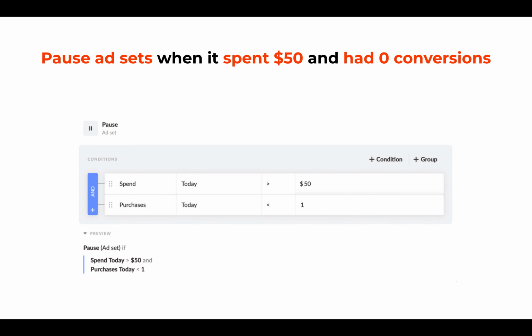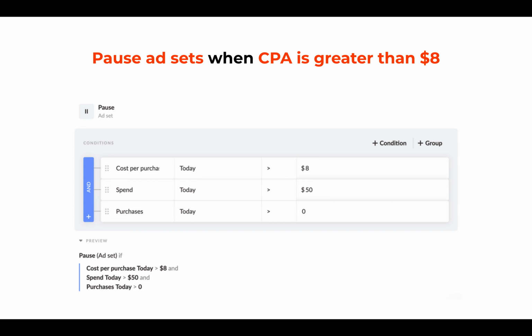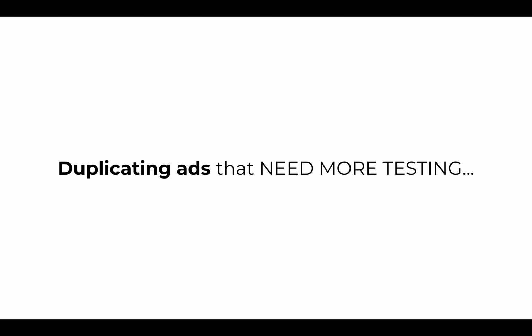We can pause ads when we've spent $50 and we haven't had a conversion. So we'll set up a rule to pause the ad set when we've spent that $50 but it didn't result in a purchase. We can also pause ad sets when our cost per acquisition is greater than $8. So for example, if we have a target cost per acquisition for a purchase, we can set up a rule to pause the ad set when we've spent that $50 but we didn't achieve the cost per acquisition we were looking for. And this rule is going to do that consistently all the time.